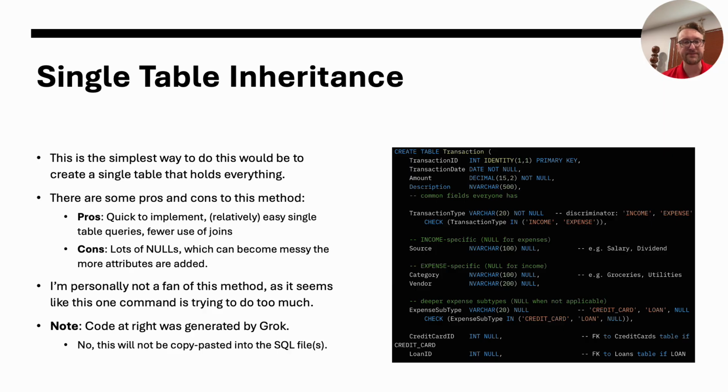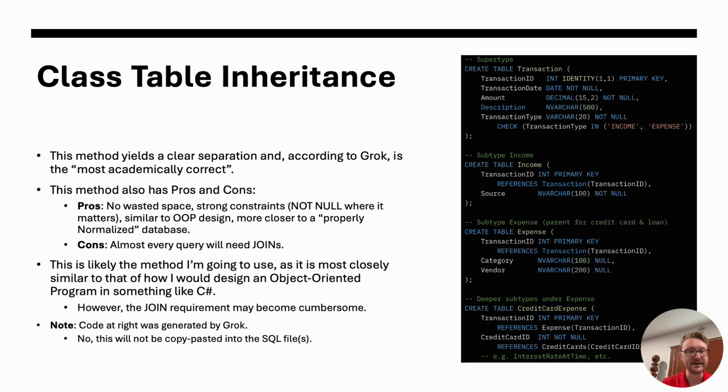But I'm personally not a fan of this way, as it seems like this one big fat table is trying to do way too much. It's like trying to define a function that does 10 different things at the same time. That's not very efficient. It leads to unexpected behavior, and so I personally would want to split this apart into smaller pieces. And the way that I think I'm planning on doing it, and this is the way I was thinking about doing it initially, is to use class table inheritance.